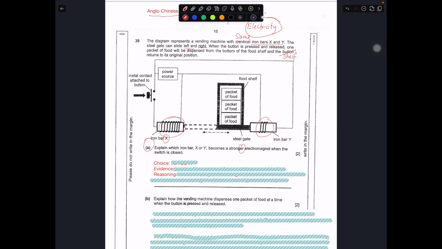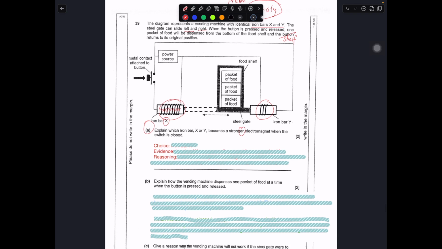So the reason being there will be more electricity flowing through the coil around the iron bar. It's not through the iron bar, it's around the iron bar. The electricity is not flowing through the iron bar, but around it. So it will result in X being a stronger electromagnet. Therefore, it will be able to attract the steel gate as opposed to Y. Y can attract also, but because X is stronger, it will attract more than Y, causing the entire steel gate to move towards the left.